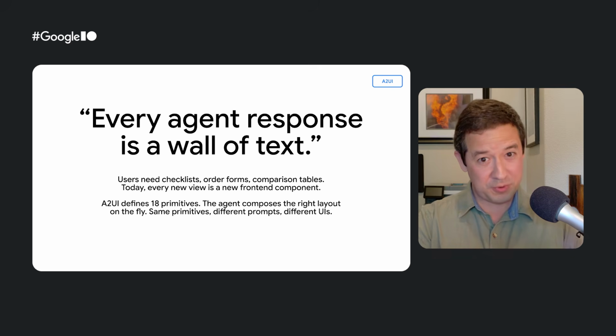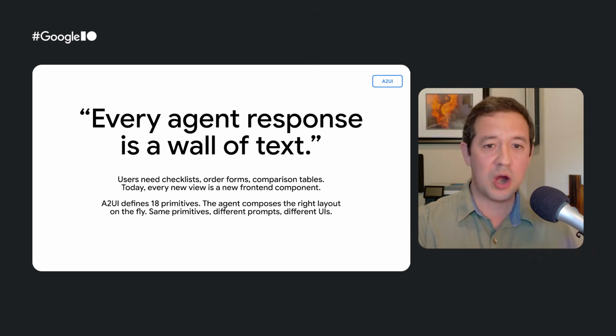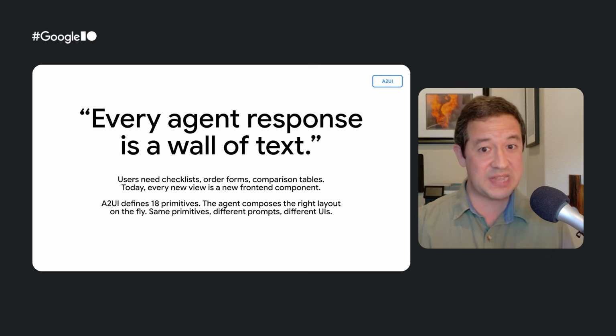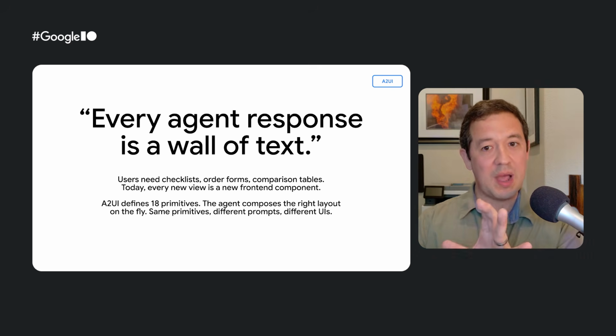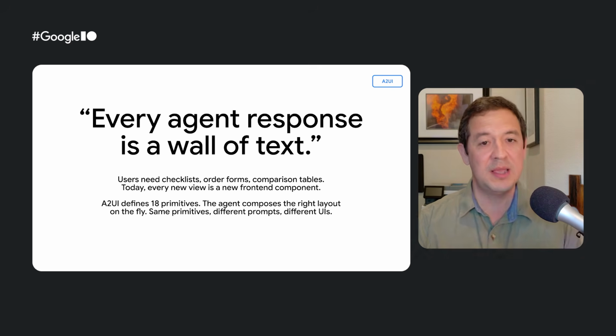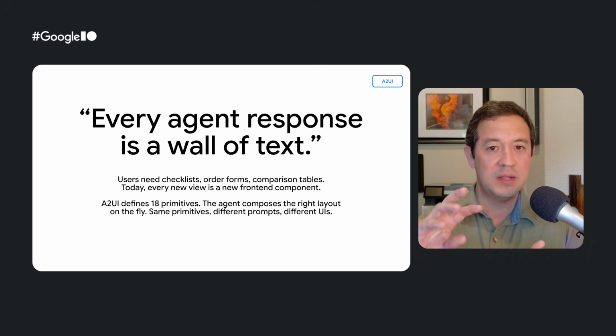Now, when you need a reorder checklist or an order form or a supplier comparison, you'd normally build a separate front-end component for each one. Instead, A2UI defines 18 primitives like cards and buttons, text fields, date pickers, and sliders. Now the agent can actually compose these primitives into whatever UI fits the user request. And then a client renderer like Lit or Angular or Flutter turns them into real native components.